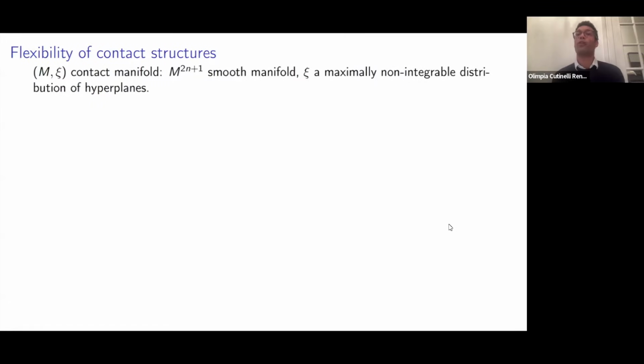It's a smooth manifold endowed with a distribution of hyperplanes, which is maximally non-integrable. It means that if you have a submanifold which is everywhere tangent to the distribution, then the dimension of this submanifold will be at most half the dimension of the distribution of hyperplanes.